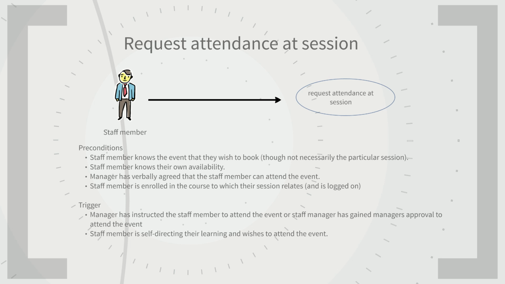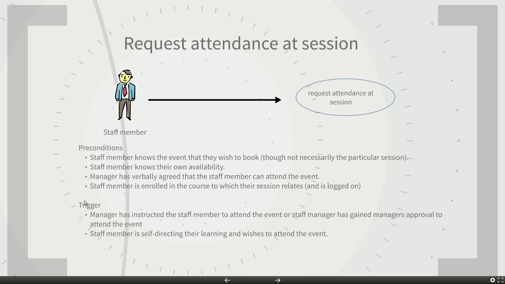I've got a couple of headings here, preconditions and the triggers. We've made a number of assumptions here. Maybe they're incorrect. Does the staff member know the event that they wish to book? The staff member has an idea of their own availability, or the manager has verbally agreed that the staff member can attend the event, or the manager instructed the staff member. I want to talk through these assumptions that we've made here.